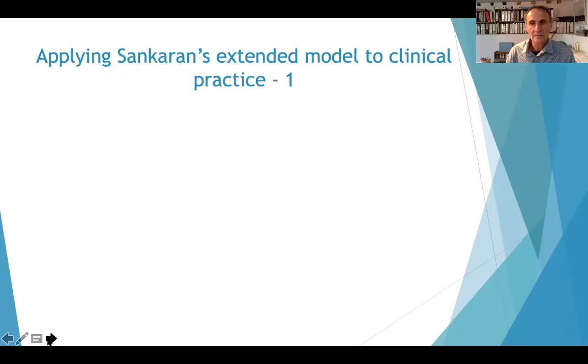Okay, so we'll stop this section now, and I will continue with the next section, which will be the applications, and look at the implications and what Sankaran's extended miasm model has meant for homeopathic theory and practice.